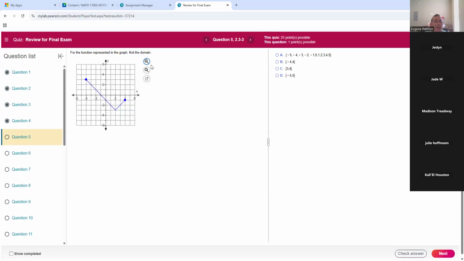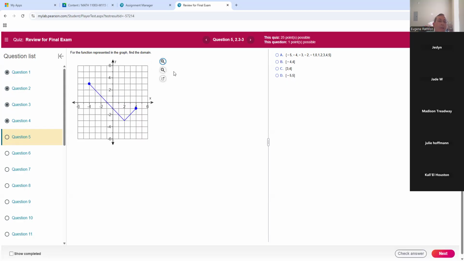All right, y'all, so let me make this bigger. They want the domain, and the domain goes from the smallest x value to the largest x value. We're only looking at x values. We don't care nothing about the y values. So these 2 dots, I want to know the x value for the left dot, and then I want to know the x value for the right dot. So would y'all pick A, B, C, or D for that?